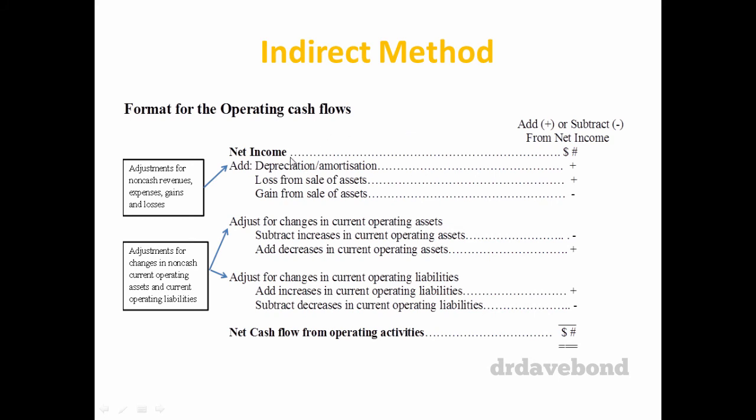So the format, and I'm going to show you Woolies in a second: net income, add depreciation, adjust for any sales, gains or losses, adjust for changes in operating assets, adjust for changes in operating liabilities. Start with net income, end with net cash flow from operations.